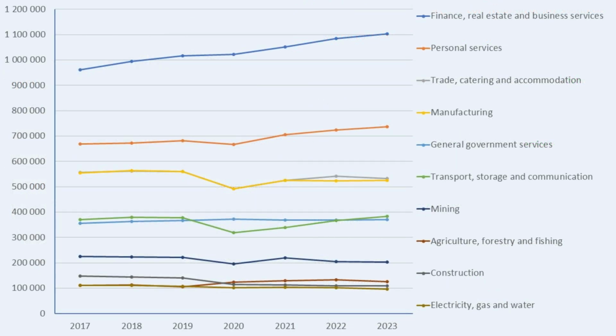From information provided in this line graph, name the economic sector with the highest GDP contribution. The finance, real estate, and business services sector contributes the most to GDP. This is shown by the blue line, which is at the top.